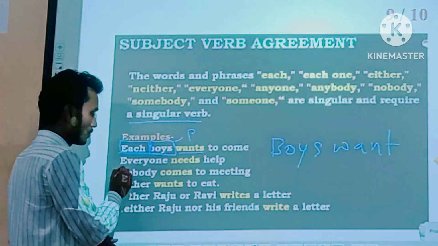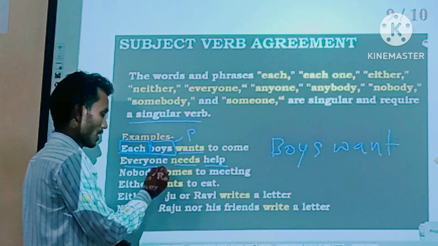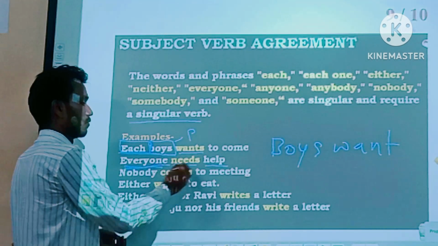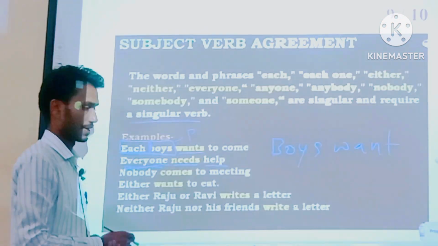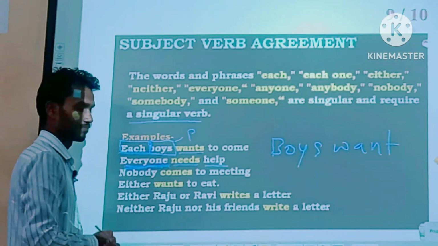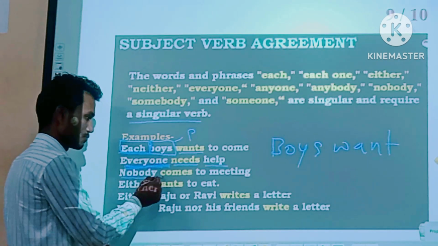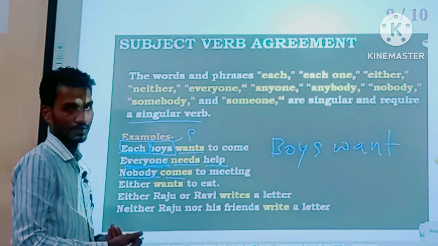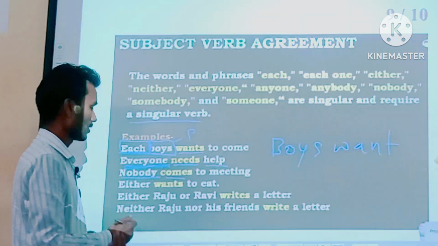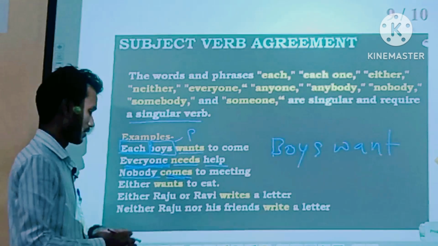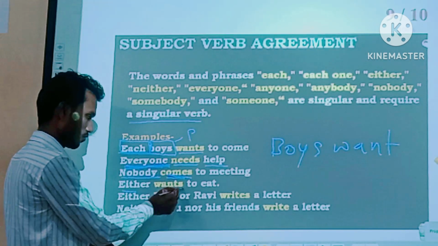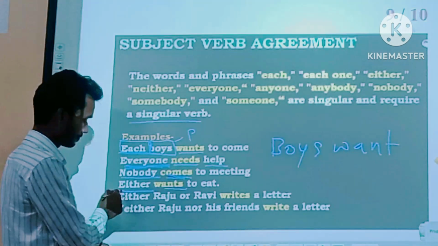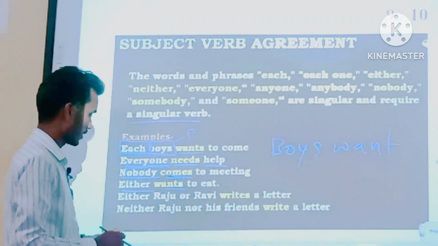Then everyone needs help. Everyone, an indefinite pronoun, right? That's why the verb should be singular, right? Everyone needs. Then nobody comes to the meeting. Nobody is also a singular subject, and the verb should be singular. Then either wants to eat. Either, here the subject is also singular.